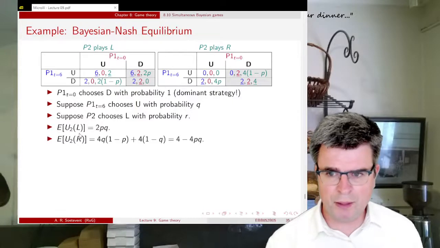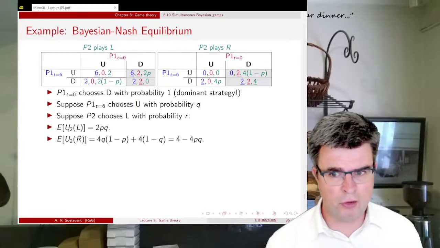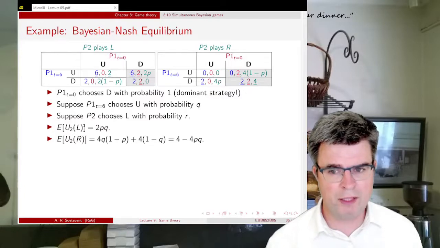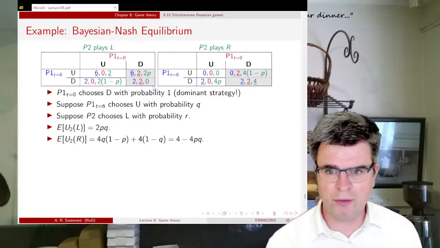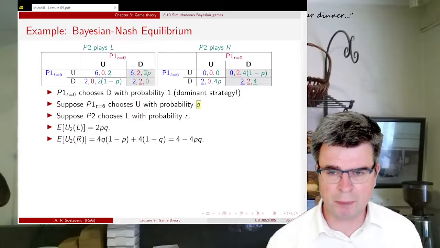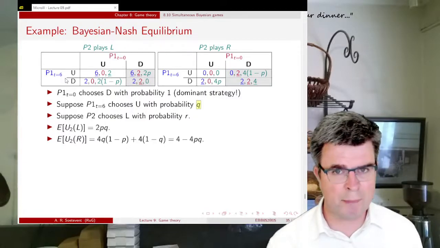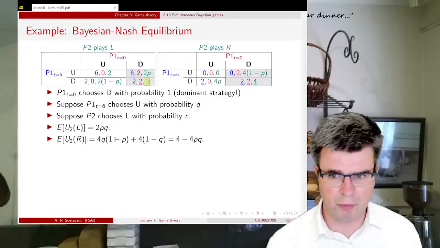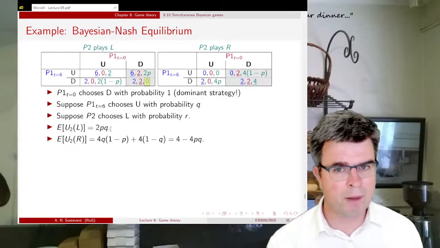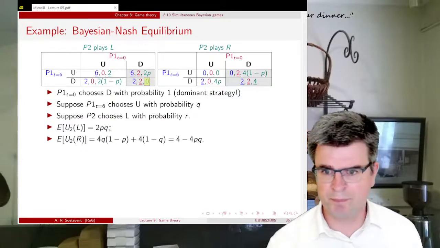Okay, so then the expected utility of player 2 of playing left is equal to, well, if he plays left, then either he ends up here or there. And this is the situation where player 1 type T is 6 plays up, which happens with probability Q. In that case, he gets the payoff of 2p. So the expected payoff is 2pq. And if player 1 is of type T is 0, then his payoff is equal to 0. So the expected payoff of player 2 playing L is 2 times pq.